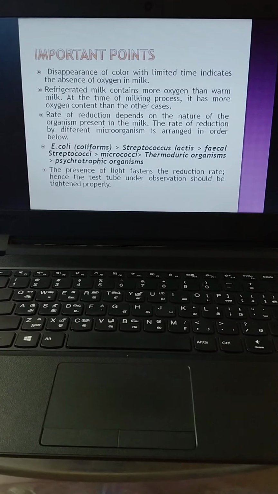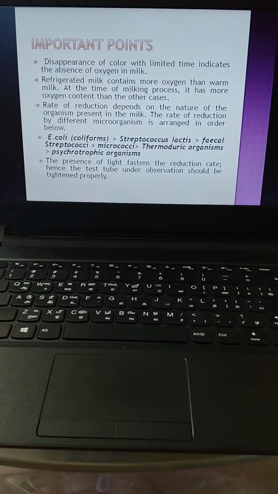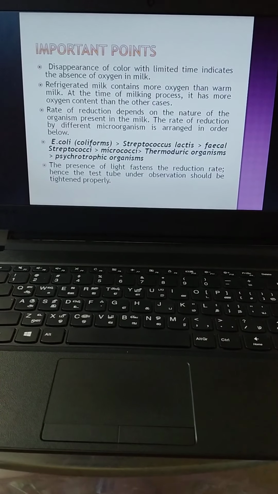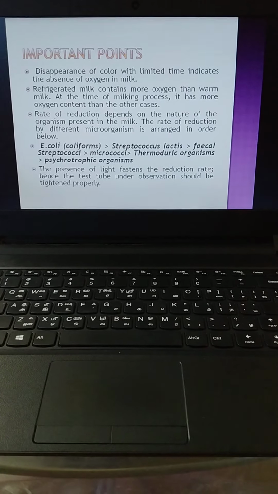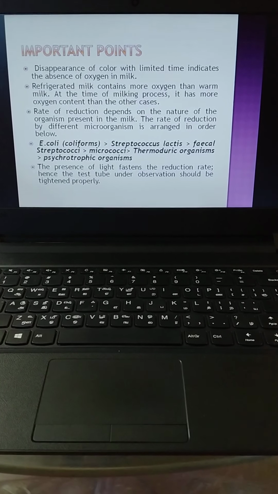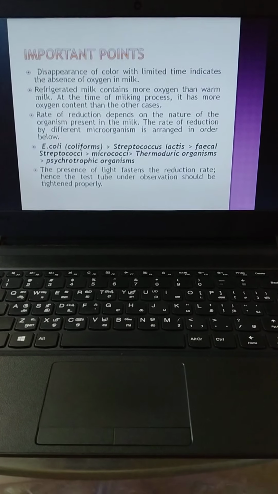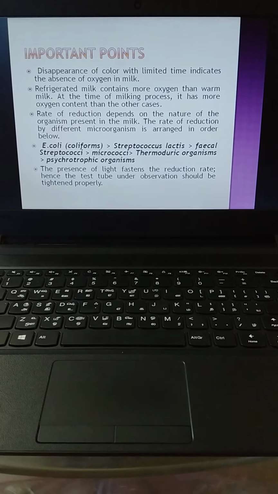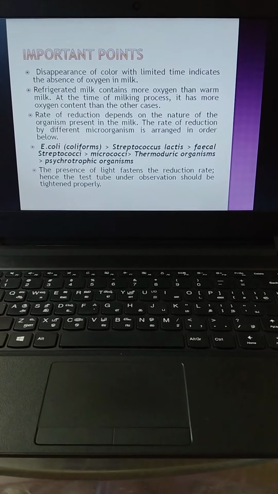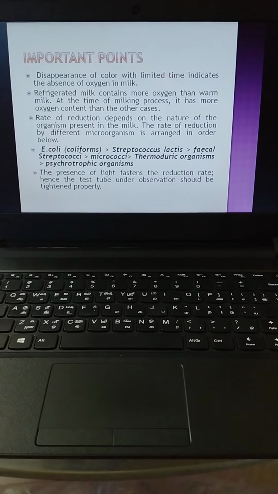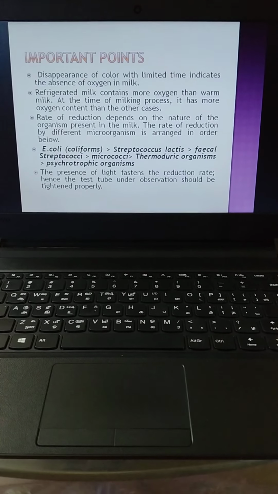The important points to be noted while carrying out this experiment are that the disappearance of color within limited time indicates that there is an absence of oxygen in the milk sample that has been taken. Refrigerated milk will contain more oxygen than warm milk, and at the time of the milking process, it has more oxygen content than in the other cases. The rate of reduction will depend upon the nature of the organism present in the milk. The rate of reduction by different microorganisms will be based upon how it is going to happen here.